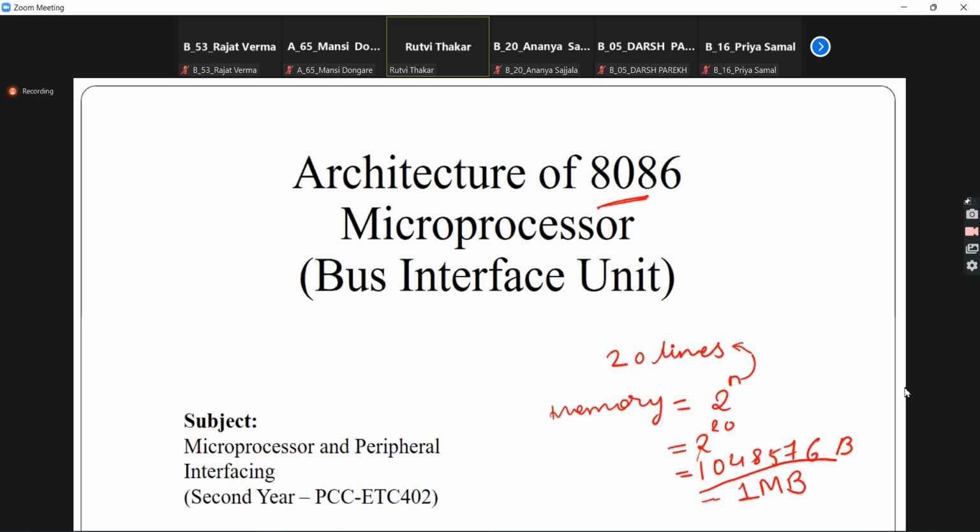So you should remember that 8086 has a total of 20 address lines. Total memory is related to the number of address lines. So 2 raised to 20 gives me 1048576 bytes, which is nothing but 1 megabyte. So the internal memory of 8086 is just 1 MB.